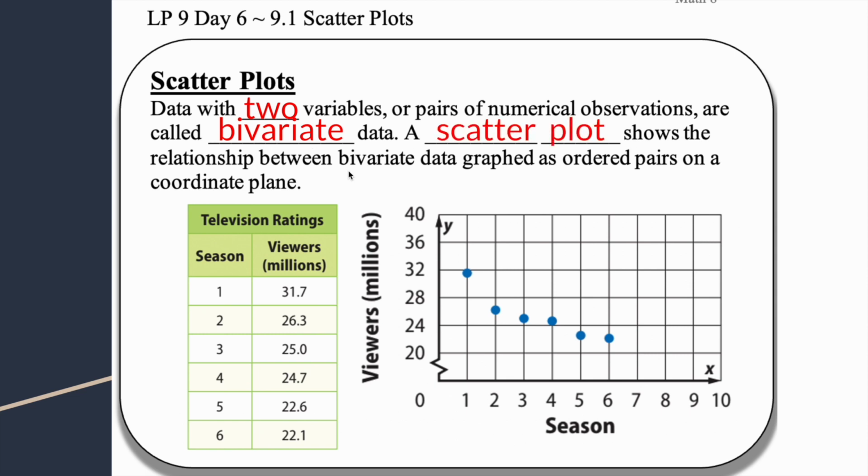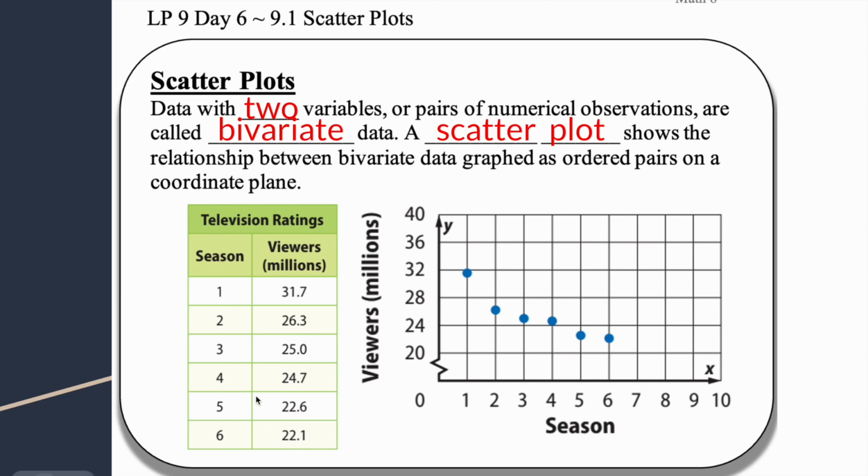So a scatter plot shows the relationship between bivariate data graphed as ordered pairs on a coordinate plane. So that's a very fancy way of saying we're going to look at points that are kind of scattered around. They might make a line-ish shape, and we're going to look and see what the relationship is between them.